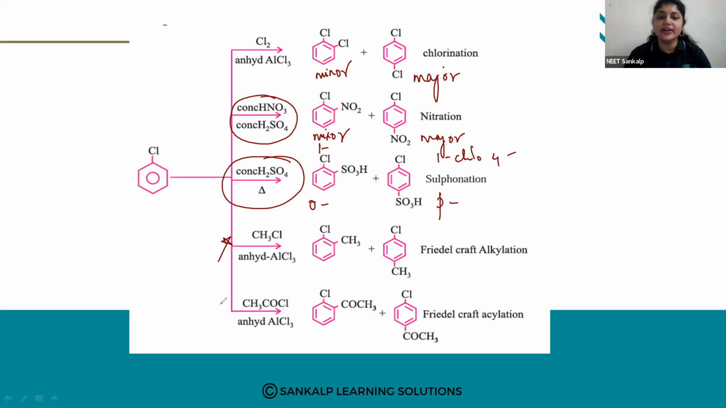Next, very important, Friedel-Crafts alkylation and Friedel-Crafts acylation. What is the only difference? Alkylation means there will be an alkyl group, that is CH3Cl. This is alkylation. This remains the same, it is anhydrous AlCl3.